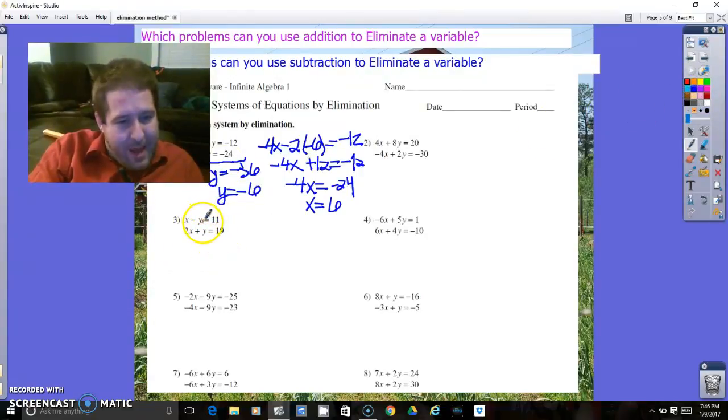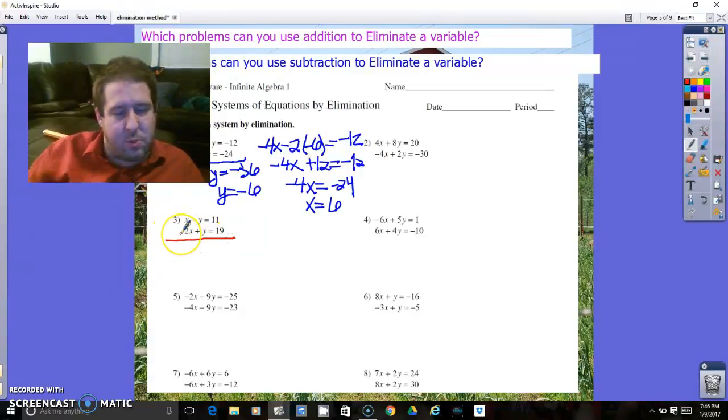Going down to number 3, elimination method is also perfect for this. By the way, these questions were made for elimination method because they've got coefficients that are the same. So this time I'm not going to eliminate the x, I'm going to eliminate the y. You can eliminate either variable. As long as the coefficients are the same, you can eliminate it. In this case, it's going to be additive inverses again because these are opposites of each other.